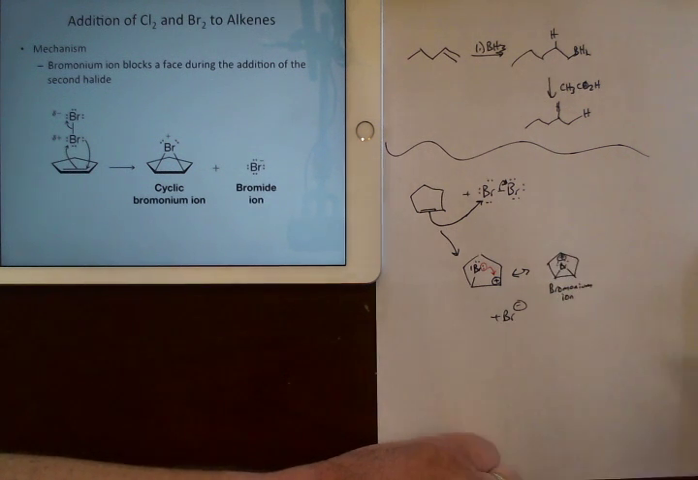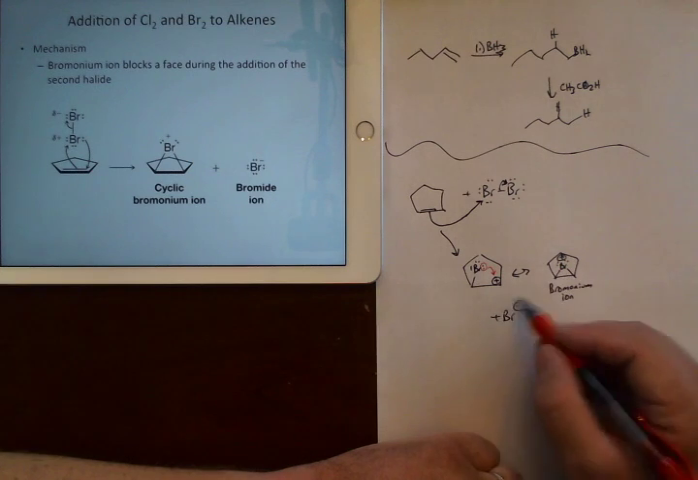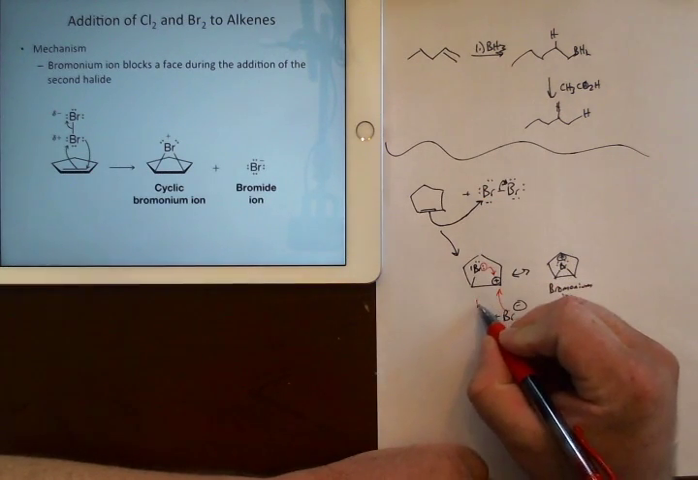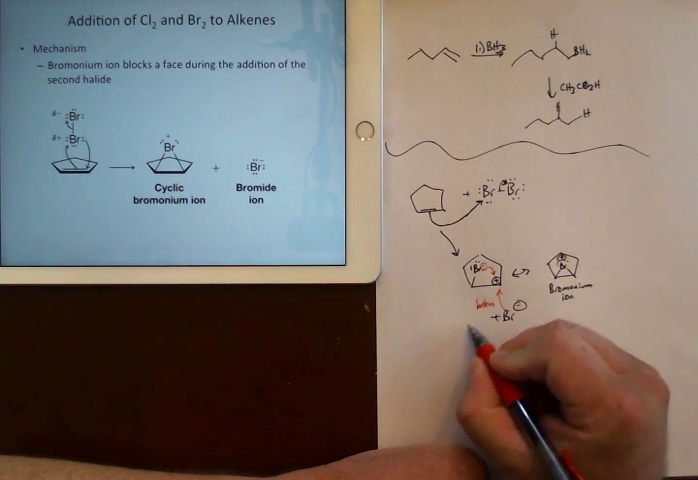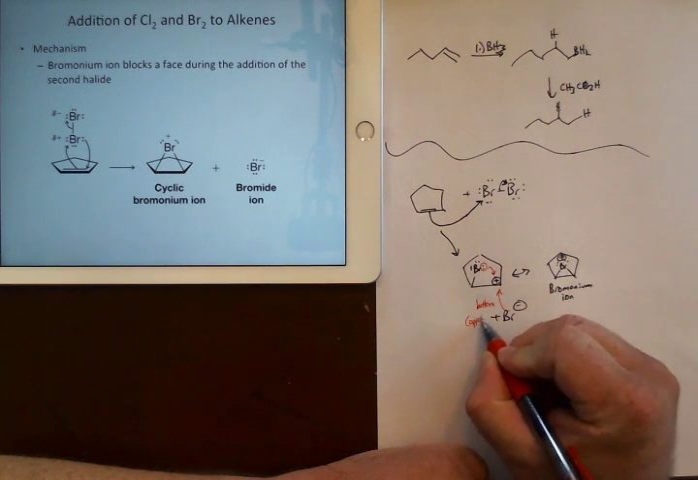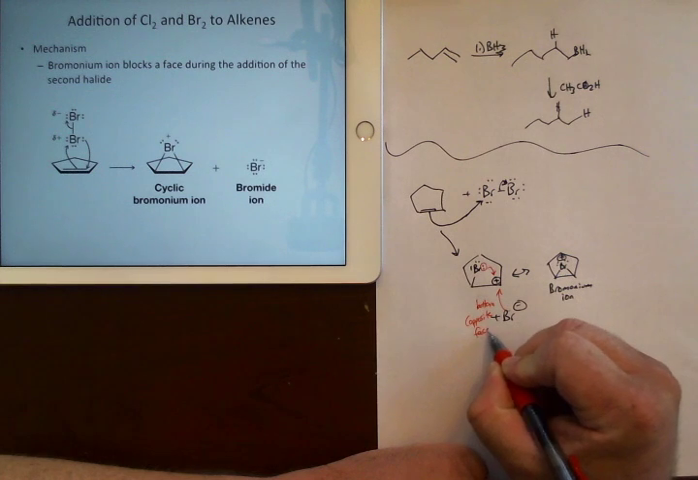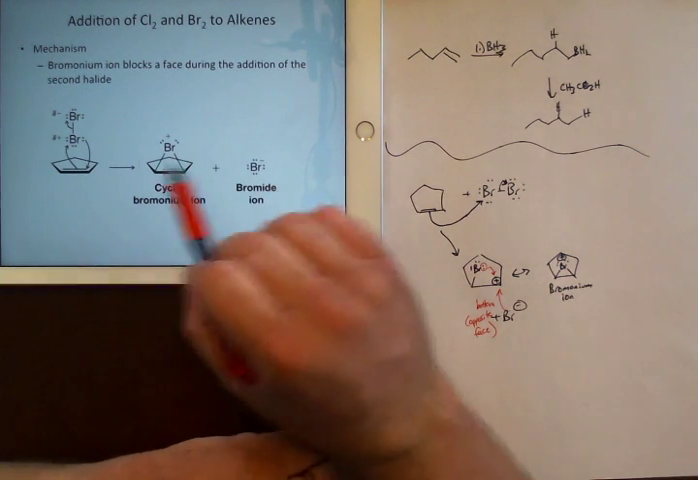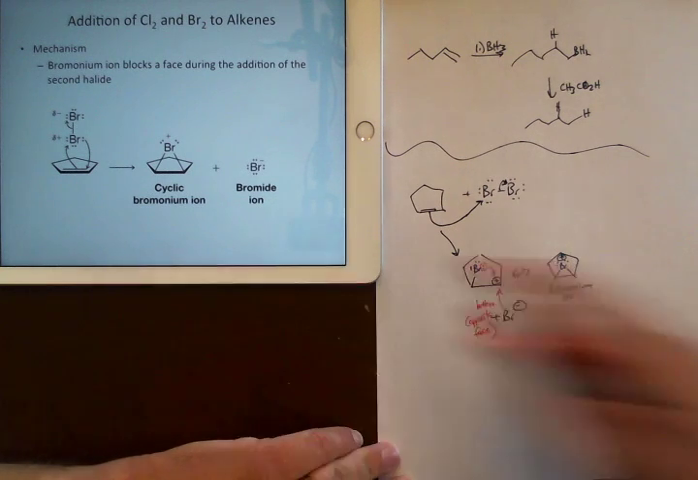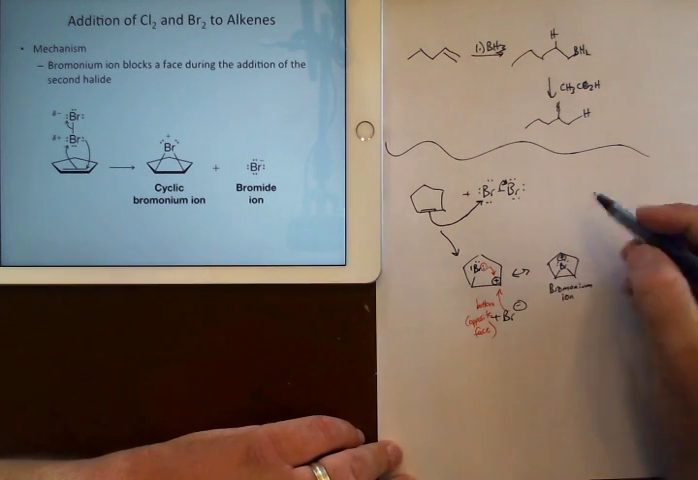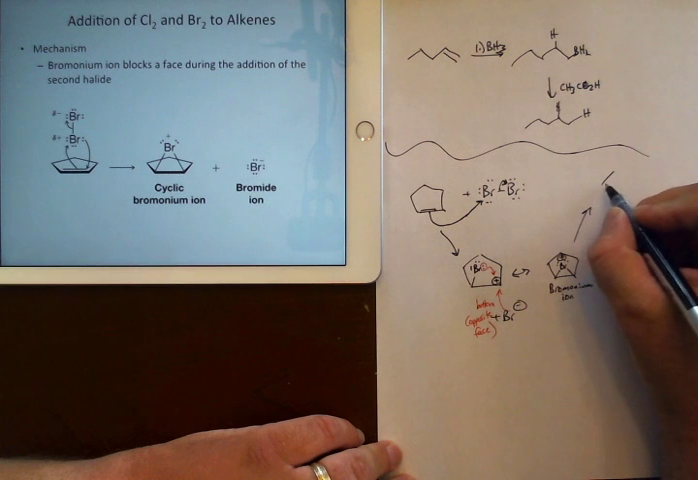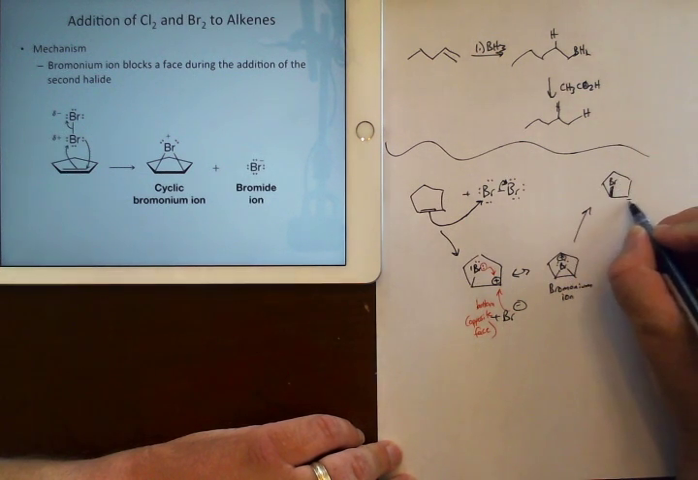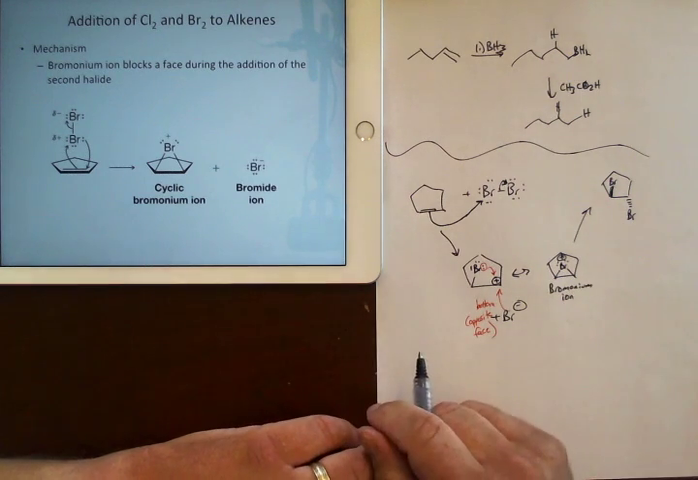What happens is this blocks one face, in this case the top face. So in order for the bromide to come in and attack again, it's got to come in from the bottom, the opposite face, because the bromonium is blocking it. Therefore, you're going to end up with one Br up, one Br down.